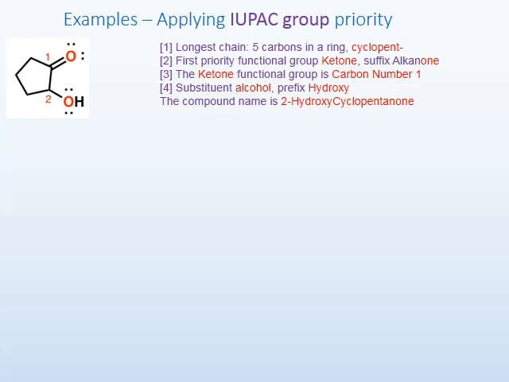In this case, the compound must be named as if you were naming a cycloalkane. Then change the ending to ketone. From this, we get part of the compound name, cyclopentanone. The alcohol functional group is designated a substituent at carbon 2. From this, we get the complete compound name, 2-hydroxycyclopentanone.